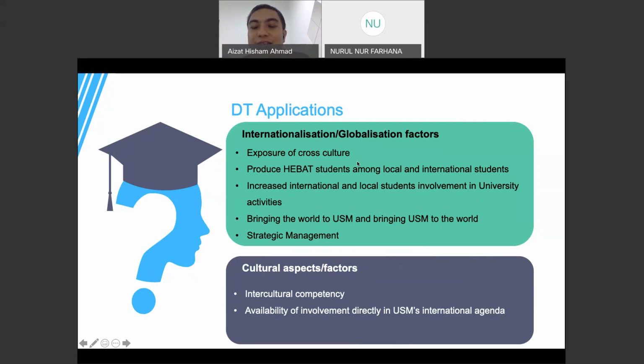Okay, and of course, availability of involvement directly in USM's international agenda. So USM is moving towards an internationalization agenda. It has always been. So in USM, we are using design thinking as the approach for internationalization agenda. So these two applications here are very much USM-centric, user-centric, which are us, the students, the staff, and the community surrounding us. But also there are applications for design thinking.